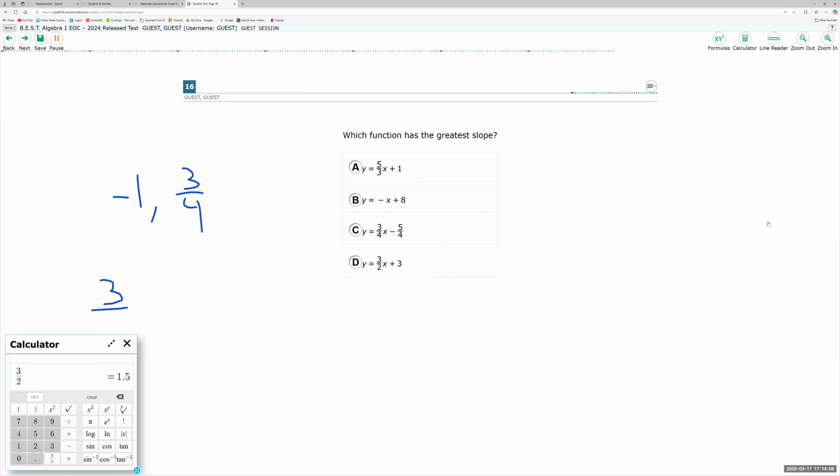So we have then 1.5, which is 3/2. And then 5/3, which is 1.6 repeated. So the greatest slope is 5/3, or A. Pause.